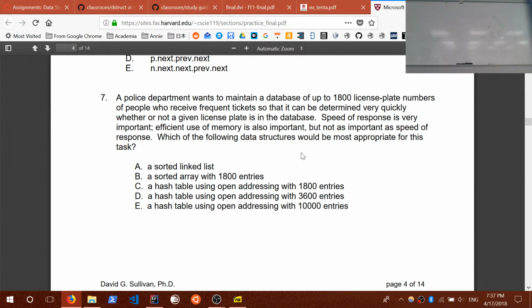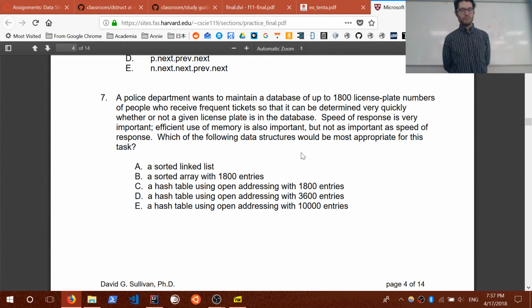Let's go through these one at a time. A sorted linked list would be terrible because to search a linked list, you'd have to go through in order. There's no jumping around. You can't do binary search on a sorted linked list easily, because you'd have to traverse to the middle, then traverse somewhere else. A sorted array of 1,800 entries would be really memory efficient, with only 1,800 spaces to use, and you can search for an item in log n time using binary search. So that's currently the leader.